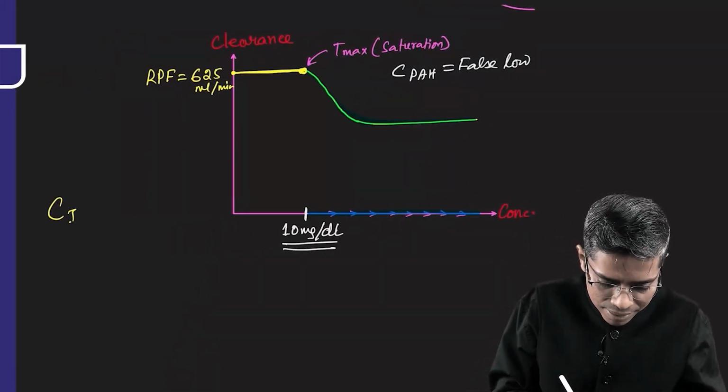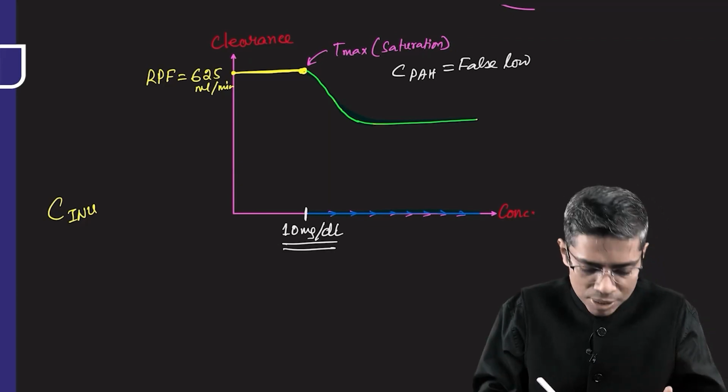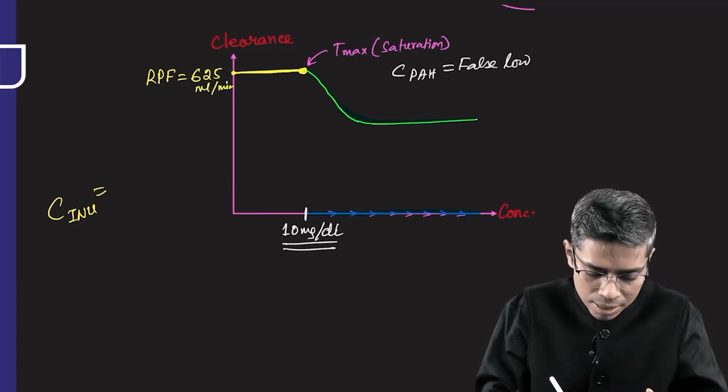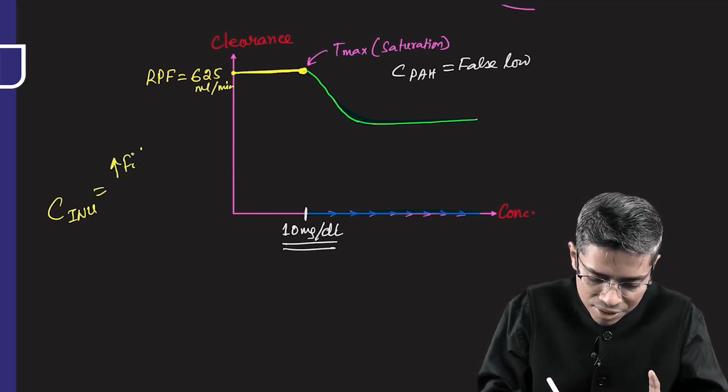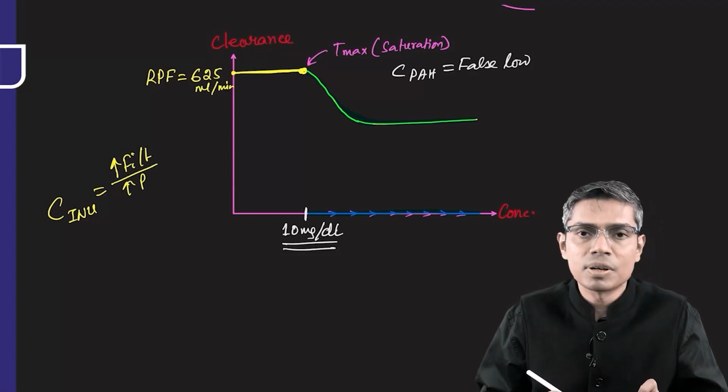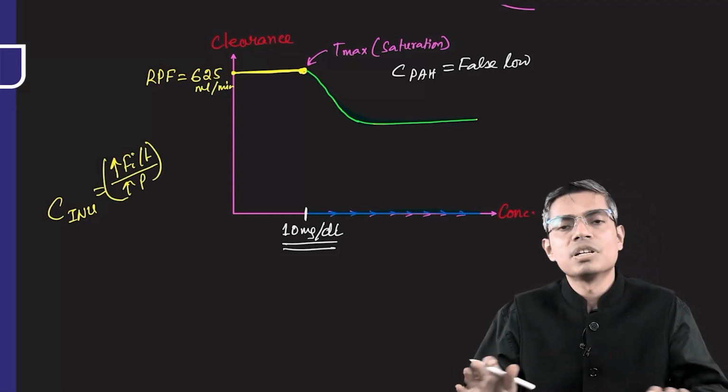Now in this clearance curve, if I ask you how the clearance of inulin will look, if I give a huge amount of inulin injection, what will happen? Inulin is a freely filterable substance. The more you inject, the more will be the concentration, and the more will be the filtration. So in the case of inulin, injection amount is not a problem, because proportionally more is the plasma concentration. So what will happen? The ratio will remain constant.